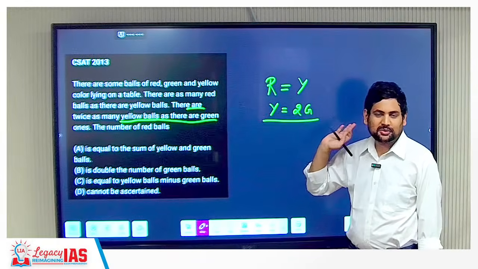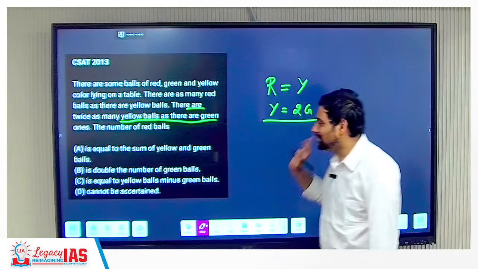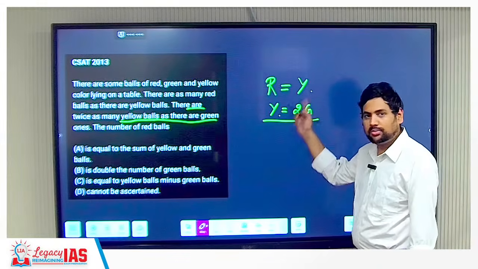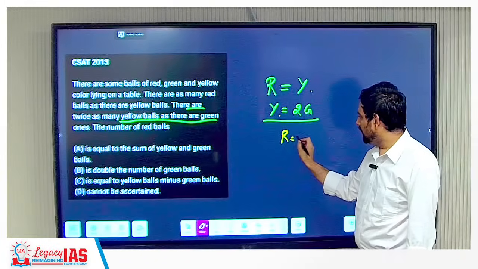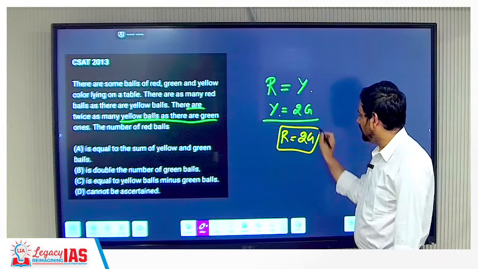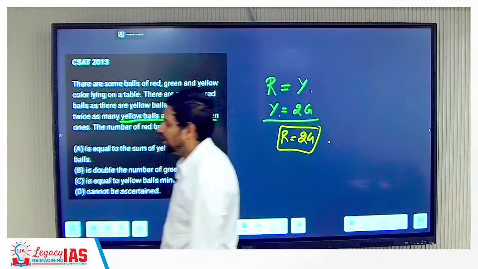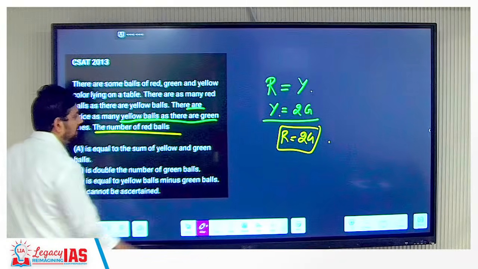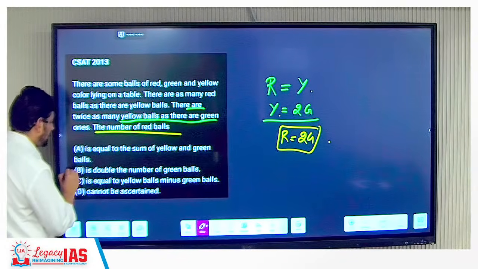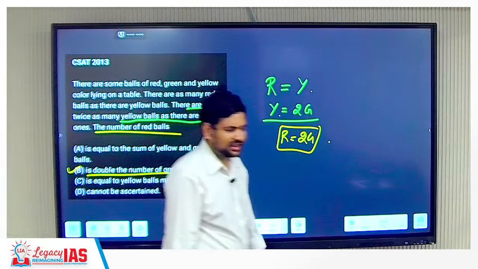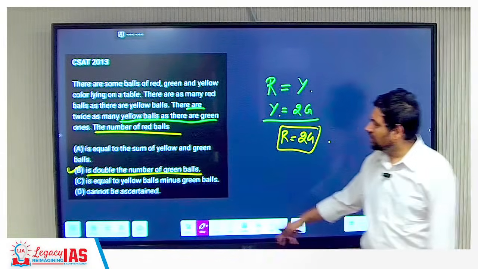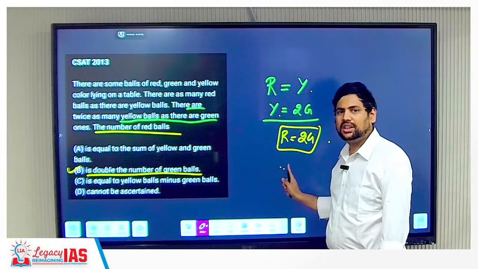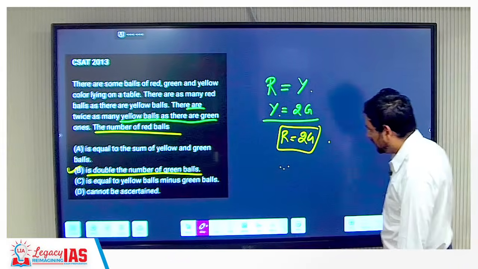Now, if you just see these two equations, the only conclusion you get from this is that y and y is common. So in all probability, it must have eliminated y, and r is equal to 2g is what it would have given. That number of red balls is twice the number of green balls. Then the question is, the number of red balls is what? Number of red balls is double the number of green balls. Okay, very easy. You don't even need to read this. So you see these two equations, you know the conclusion would be this only. Okay, answer is B.